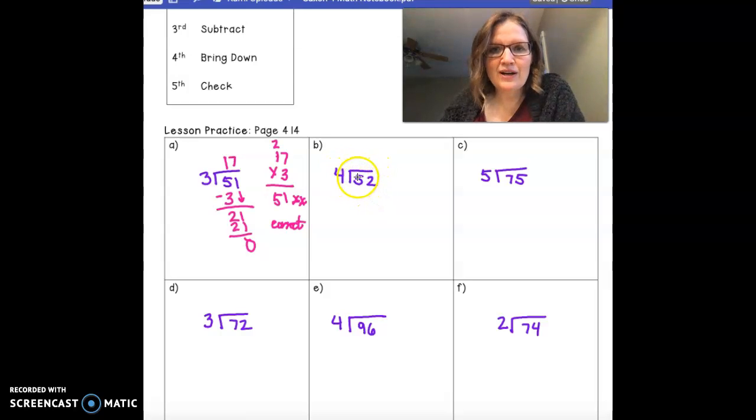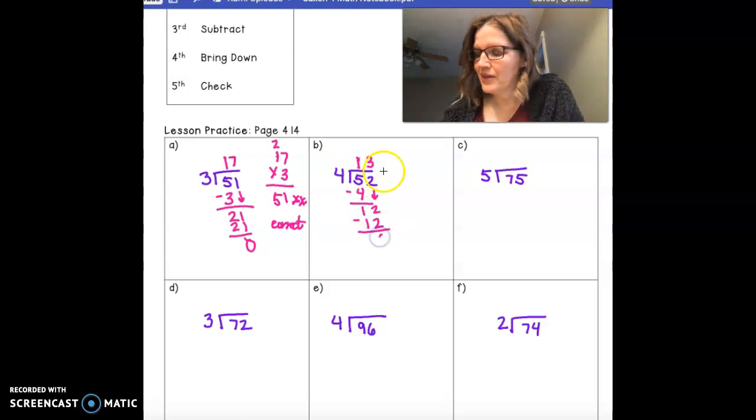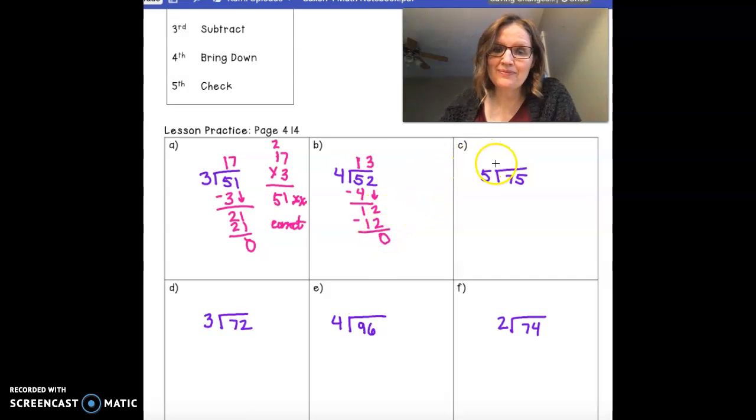Next one, 52 divided by 4. 5 can be divided by 4 one time. 1 times 4 is 4. We subtract and we have 1. We bring down our 2. 12 can be divided by 4 3 times. We multiply, then we subtract, and we have 0, and we have no other numbers to bring down, and so it's awesome.